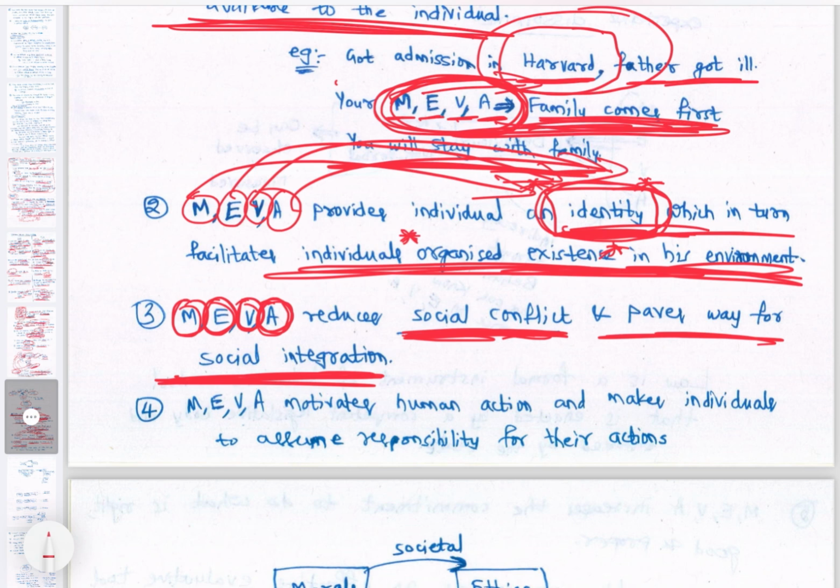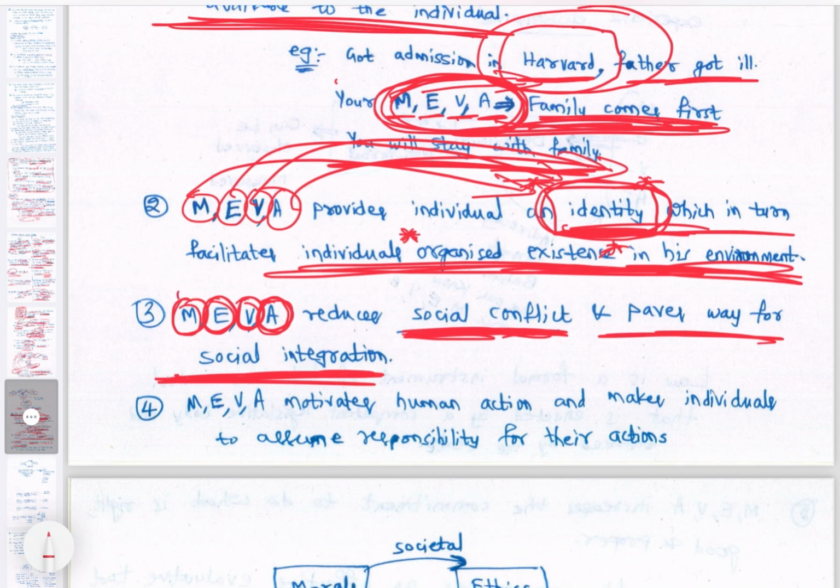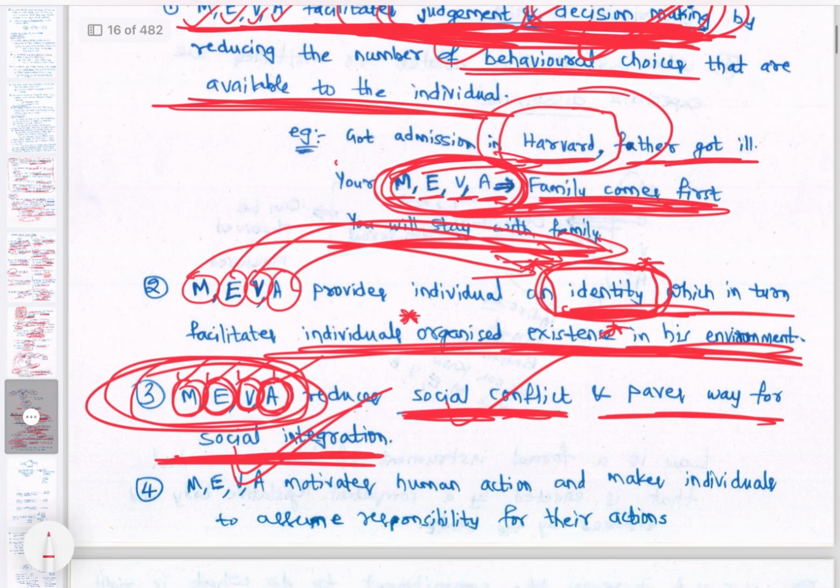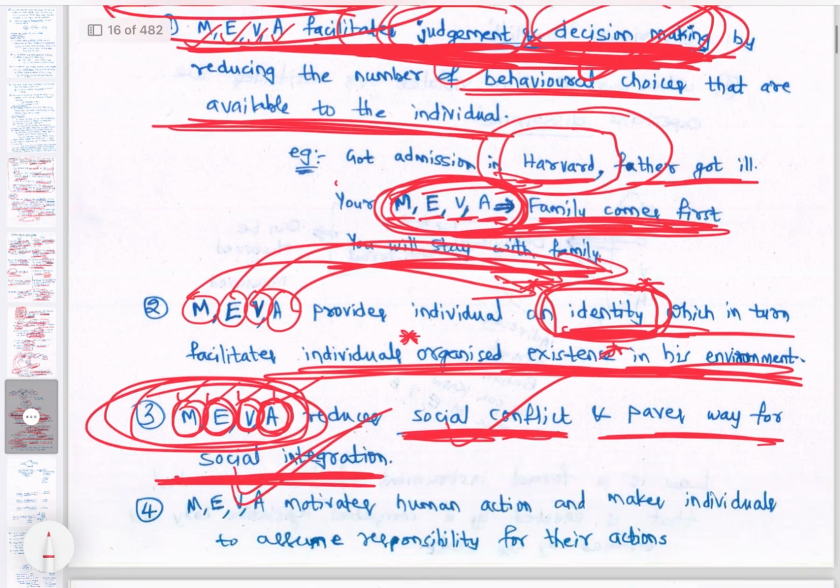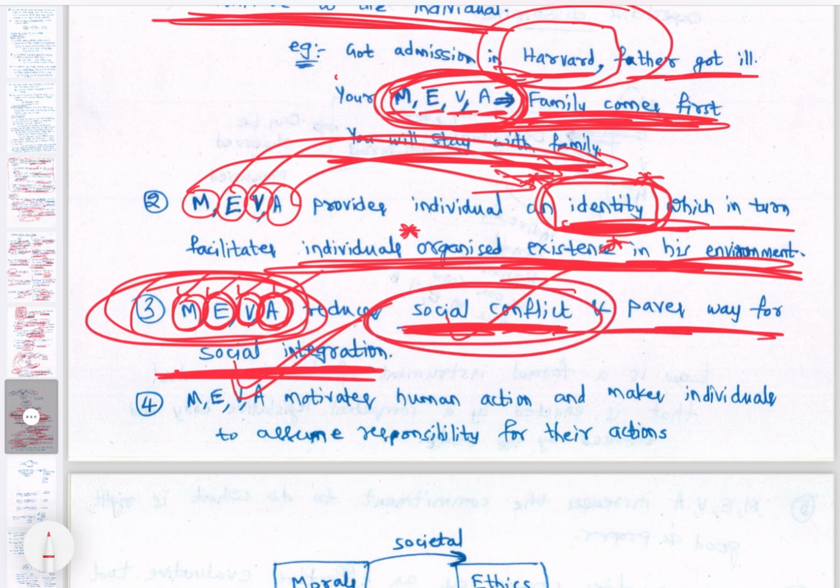In fact, like secularism, like religious tolerance, if morals, ethics, values and attitudes are on the basis of religious harmony, everyone is equal, every individual has the right to practice their own religion, then it will reduce social conflict and pave the way for social integration. So that is the function of morals, ethics, values. That's why they are important to reduce social conflict and pave the way for social integration.